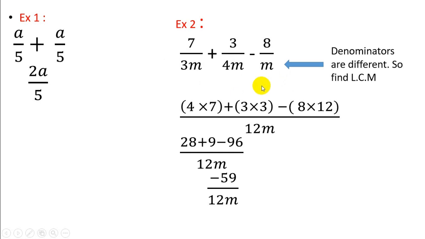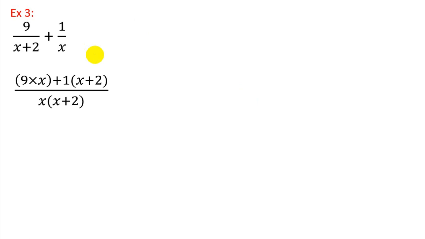Let me take you through a few more examples. Now this is something different. As you can see, the very first fraction is 9 over x plus 2, and the other fraction you have to add is 1 over x. Here you have two different terms. One is x and the other term is x plus 2. So the LCM would be x times of x plus 2. The denominator you get is x times of x plus 2.